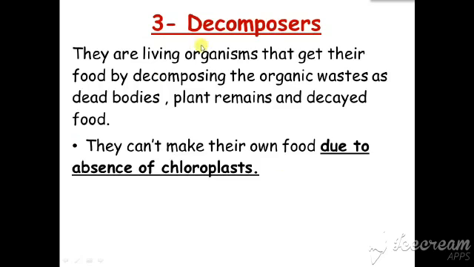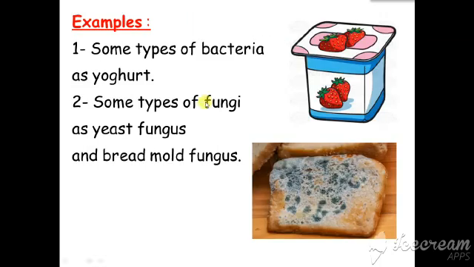Type number 3, the decomposers. Decomposers are the living organisms that get their food by decomposing the organic wastes, such as dead bodies, plant remains, and decayed food. They can't make their own food due to the absence of the chloroplasts. So the decomposers and the consumers don't have the chloroplasts. Examples are some types of bacteria, as in yogurt, and some types of fungi, such as yeast fungus and bread mold fungus. This is the bread mold fungus.